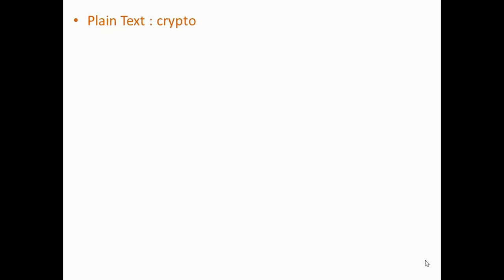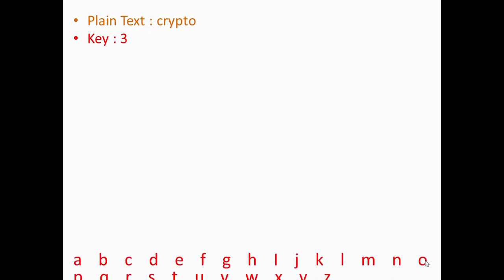Suppose we have a plain text, crypto. What is the meaning of plain text? Plain text is the text that you want to encrypt. And the key value I have taken here as 3. Why 3? Because we are learning the basic version of Caesar cipher, and in this basic version the key value is fixed, that is 3.